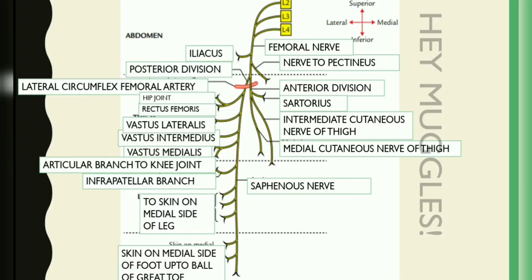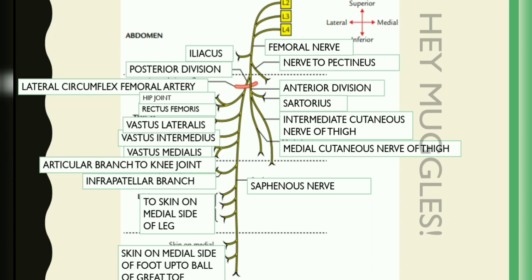So your femoral nerve arises from the dorsal division of anterior primary rami of L2, L3, L4 nerves. Right. Then it enters the thigh region posterior to the inguinal ligament and just lateral to the femoral sheath, and about 2 centimeters below the inguinal ligament, it divides into anterior and posterior divisions.